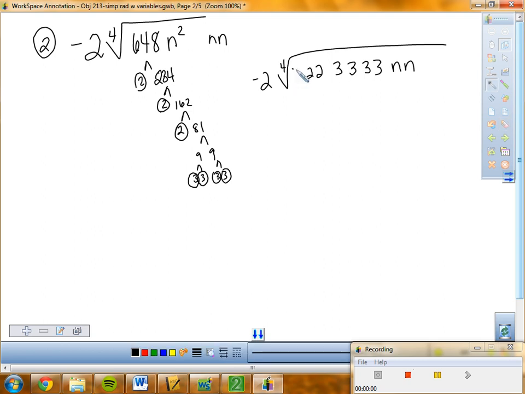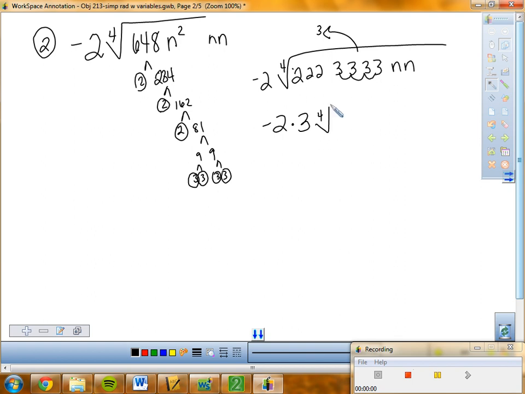This is a 2. So I check my index, and I see that I'm looking for groups of 4, so I only have a group of 3 2's. I have 4 3's, so I connect 1, 2, 3, 4 3's, which means I'm going to pull a group of 3's out. And I have 2 n's, which means I am not going to connect anything or pull anything out. So I have my negative 2 is already outside, the 3 from my group of 4 3's.